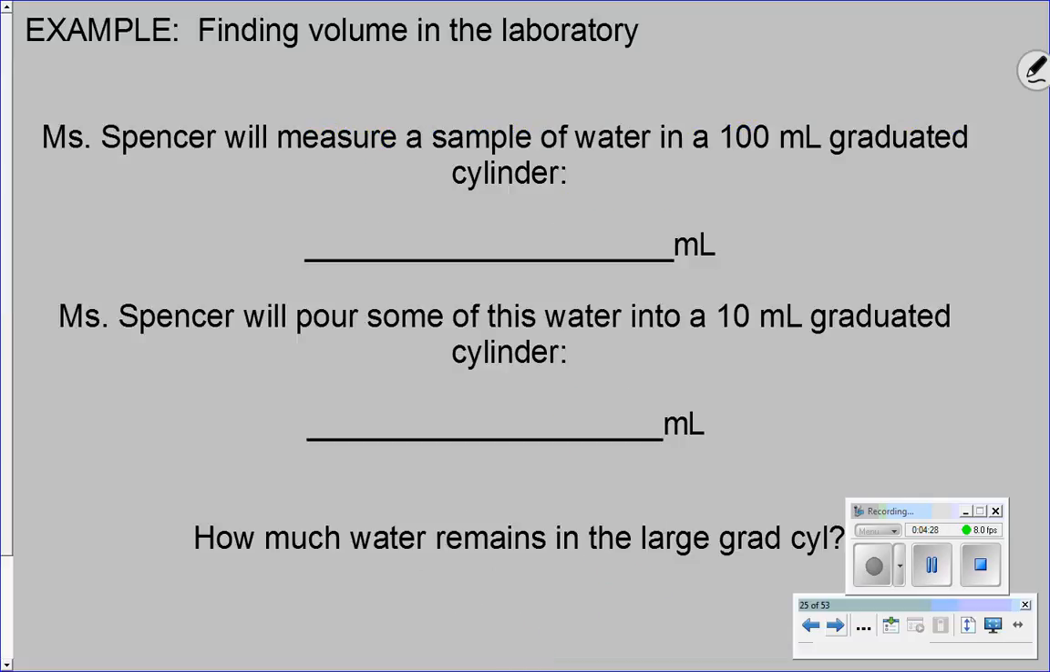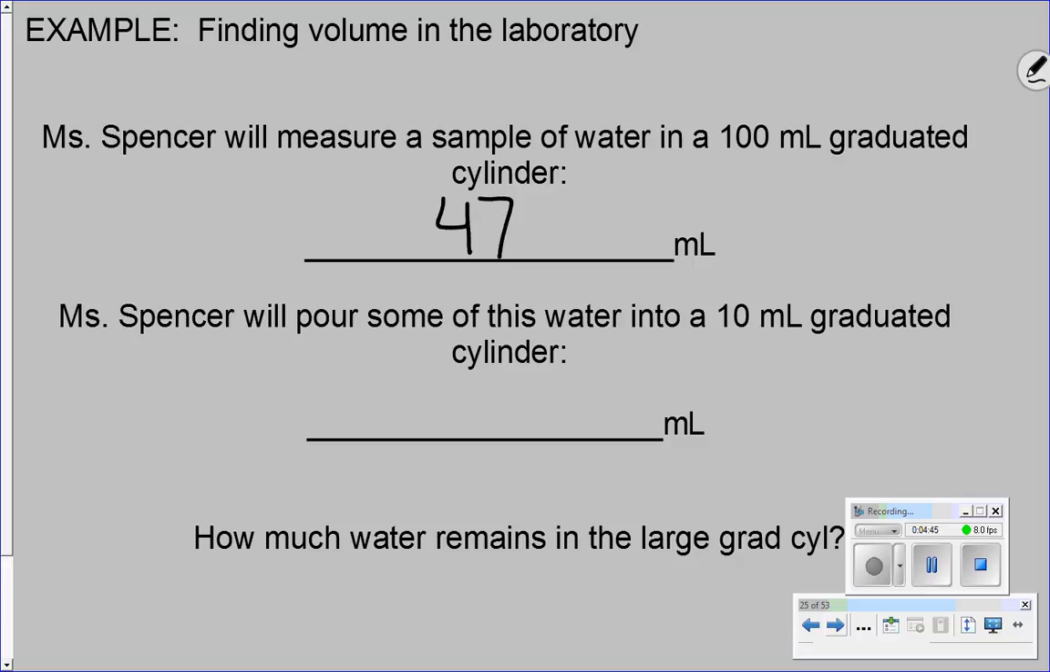When we want to look at finding the density of something, we use mass and volume. So we'll look first at volume. If I had a graduated cylinder, our graduated cylinders allow me to only measure whole numbers of milliliters. So say I put 47 milliliters into a 100 milliliter graduated cylinder.